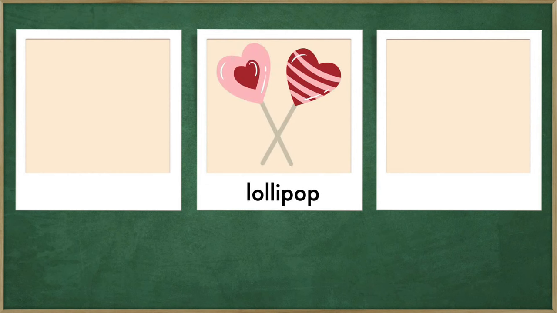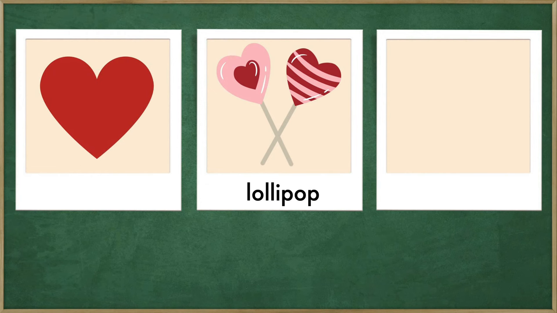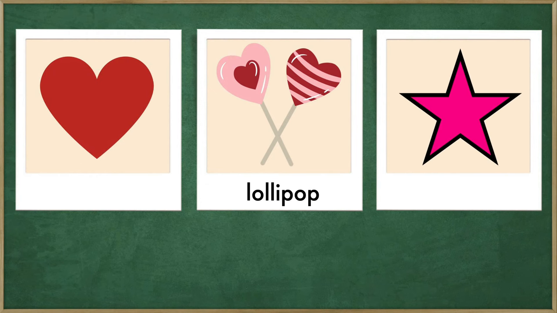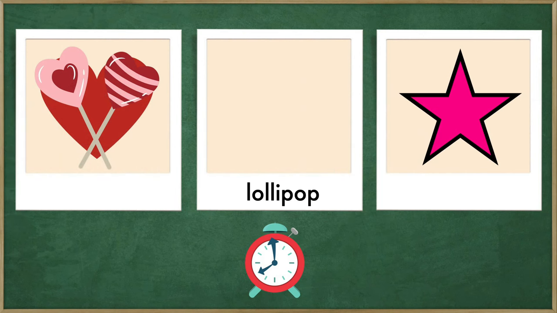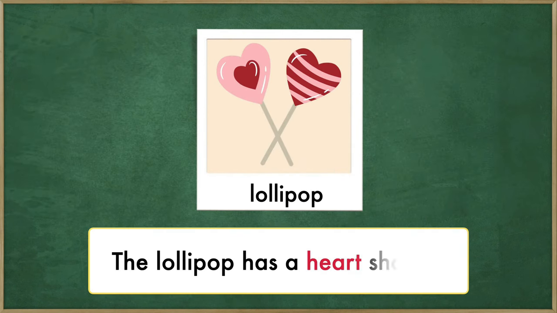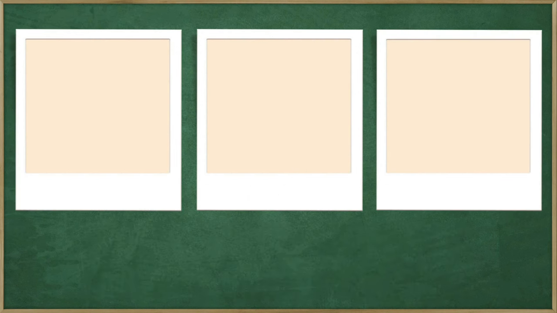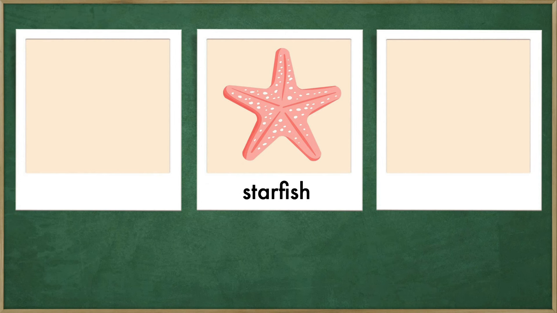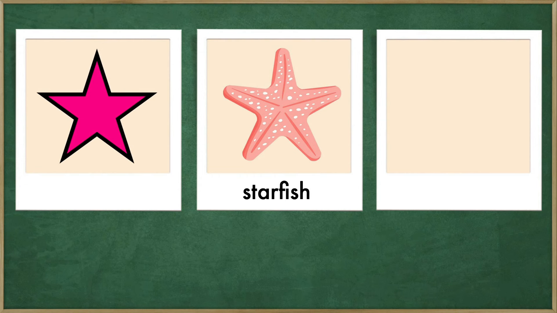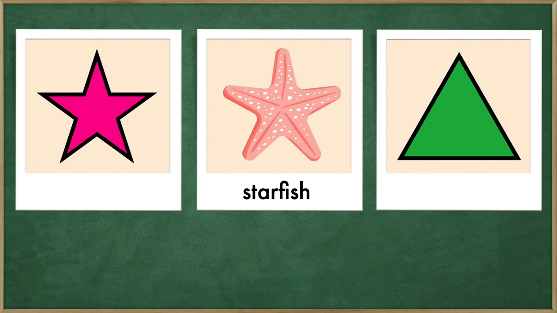Lollipop. What shape is the lollipop? Is it heart or star? Go. The right answer is heart. The lollipop has a heart shape. Starfish. What shape is the starfish? Is it star or triangle? Go.